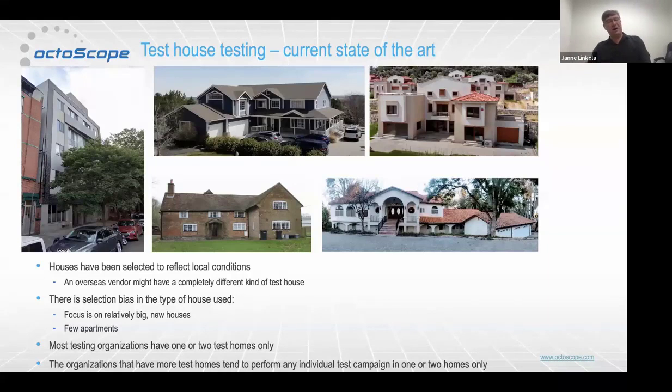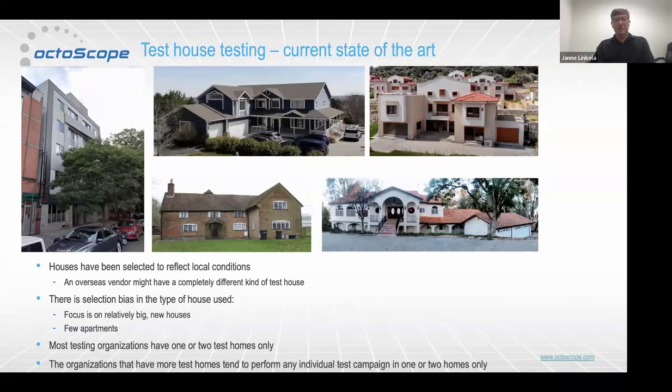Hence, I think IEEE recommended the usage of wood houses. Wood houses are the cheapest form of construction, so probably there are more wood houses out there in the world than many others. But if we look a little more closely at these houses, there's clear selection bias going on. These are big houses.